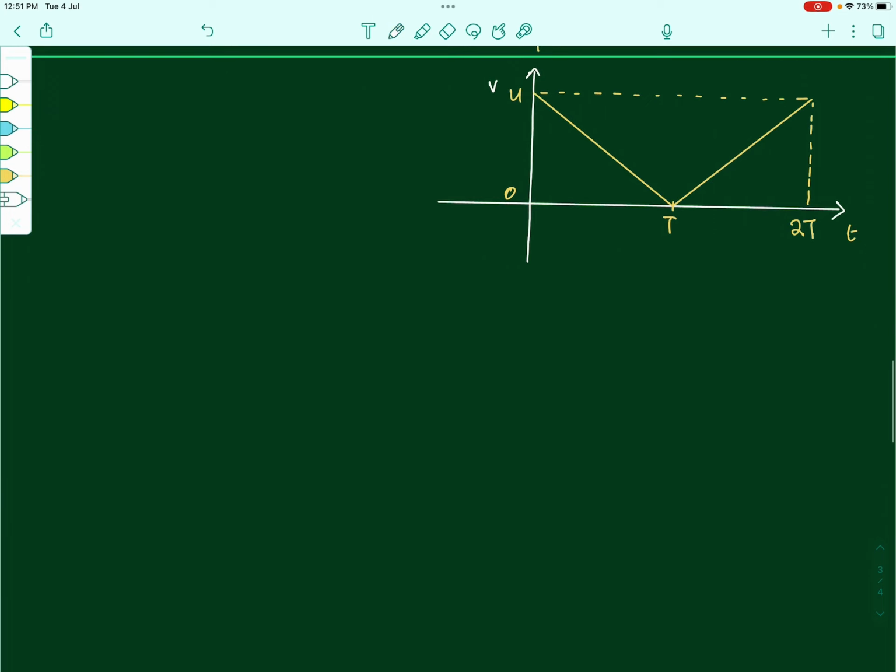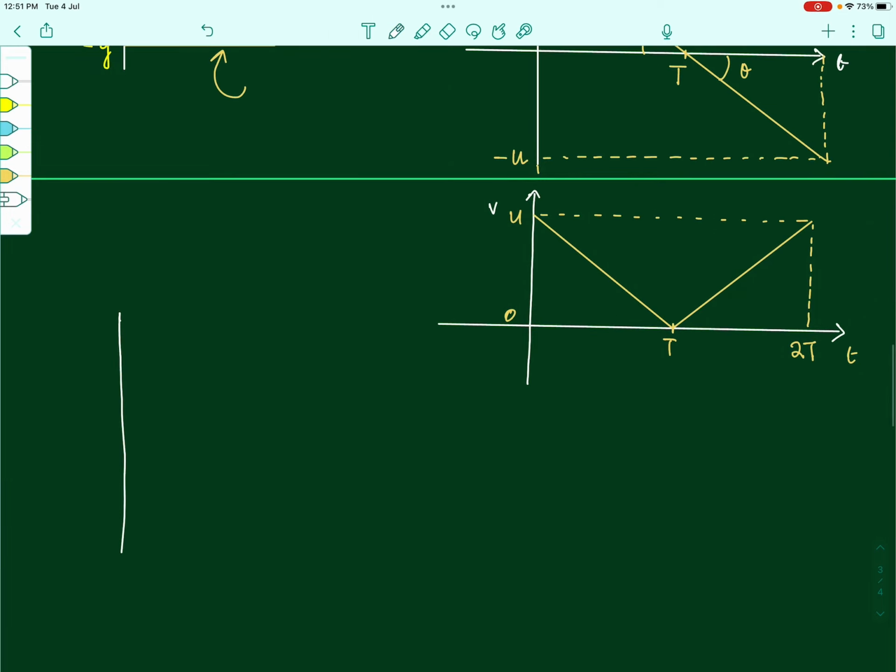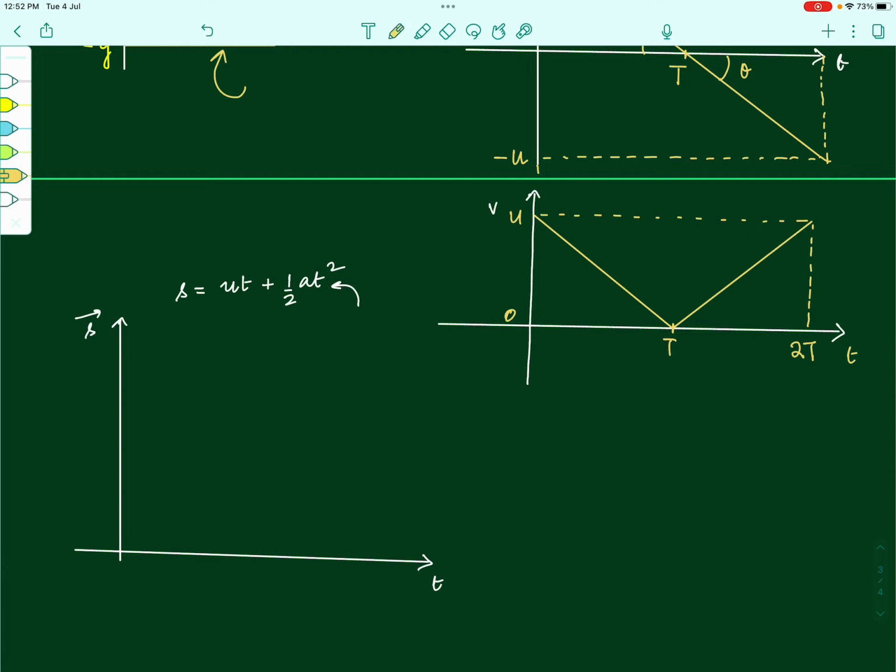For the displacement time graph, we need to be a little more careful because the equation that governs the displacement as a function of time is not a linear equation. The equation that you have now is s is equal to ut plus half at squared. It is a quadratic equation, in fact a parabolic graph we will have here. So, let us try to draw this graph indirectly, as in we try to understand a few things regarding graphs and then we use those to draw this graph.